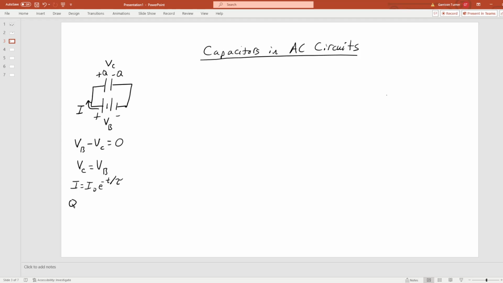The charge across the plates is increasing, as is the voltage across the capacitor. Okay. So these are all exponentials, right? In some form, these are all exponentials. But what about when I have a capacitor in series with an AC source?